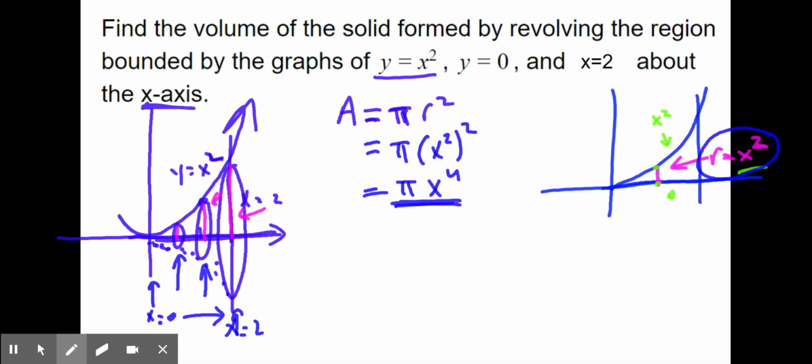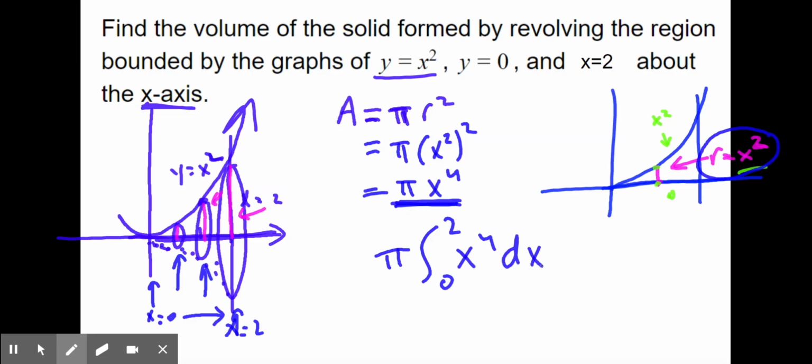When I'm at 0, obviously the area would be 0, but as I move to the right, the area gets a little bit bigger and bigger, and it keeps getting bigger as I move to x equals 2. So what I do is I integrate this pi x to the 4th. I like to put the pi outside the integral, from 0 to 2, because I started at x equals 0 and I'm going to x equals 2. You can see how my cross sections are moving from left to right here, of x to the 4th dx.